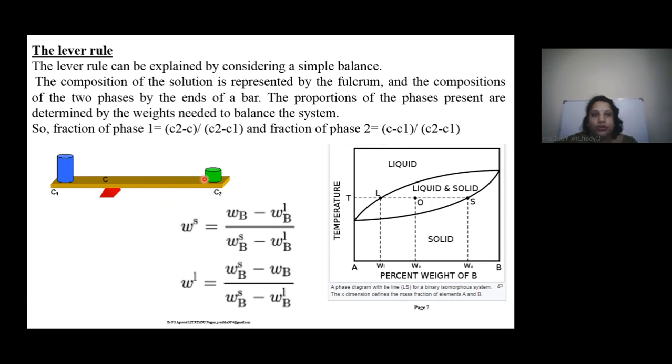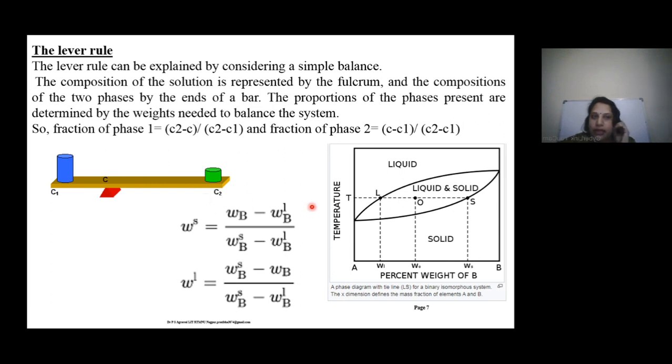Now, the lever rule. If a solution consists of more than one phase, the amount of each phase is represented by the lever rule. It can be explained by considering a simple balance. The composition of the solution is represented by the fulcrum and the compositions of the two phases by the ends of the two bars, C1 and C2. The proportions of the phases present are determined by the weights needed to balance the system. So, the fraction of phase 1 is (C2 minus C) upon (C2 minus C1), and the fraction of phase 2 will be (C minus C1) upon (C2 minus C1).